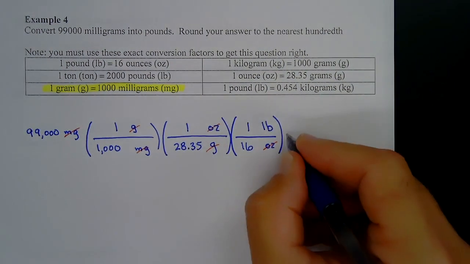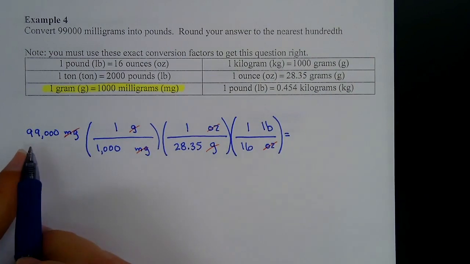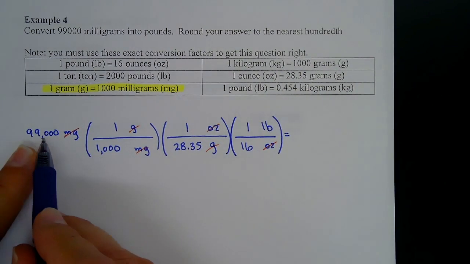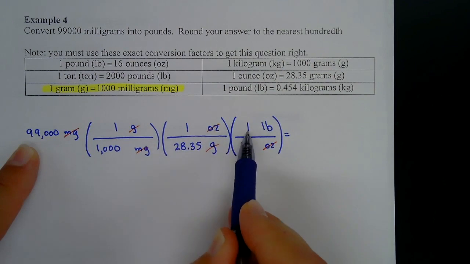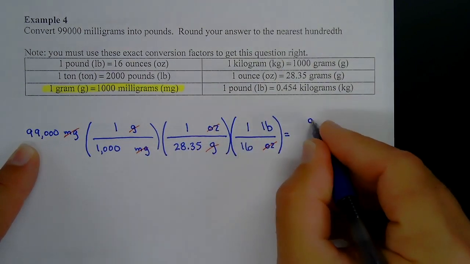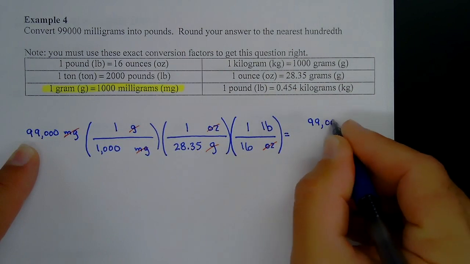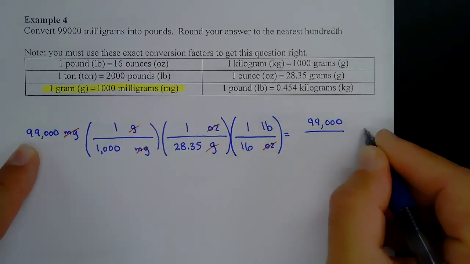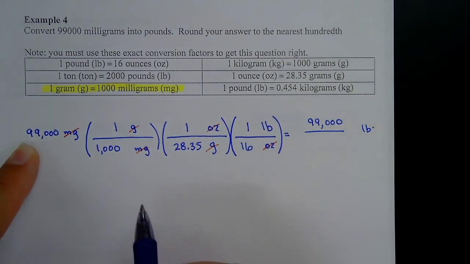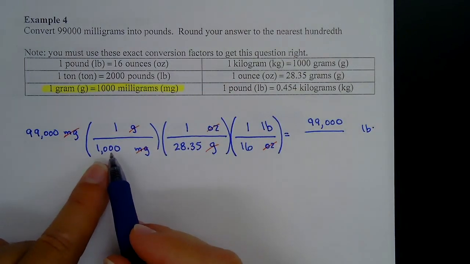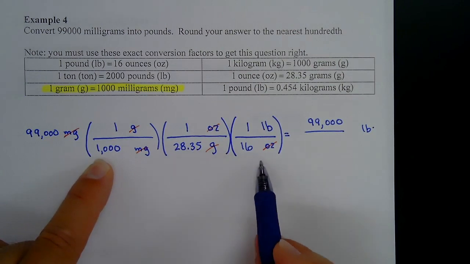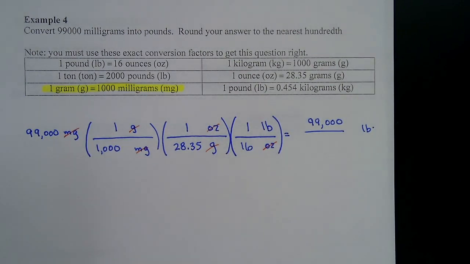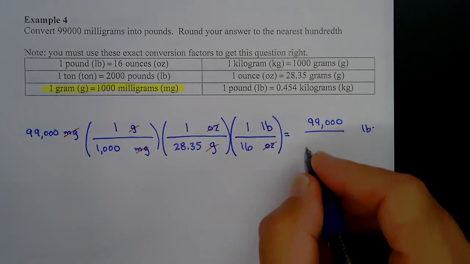So this is equivalent to, and I'm going to do this right off the get-go, 99,000 times 1 times 1 times 1. That'd be 99,000 pounds. I should put pounds here. And then the bottom here is 1,000 times 28.35 times 16. I'm going to put that in my calculator. And that's 453,600.